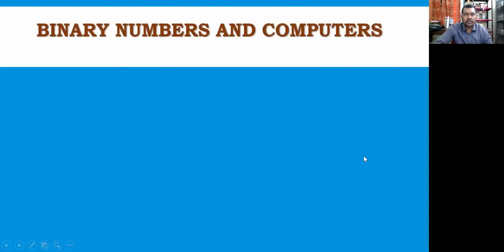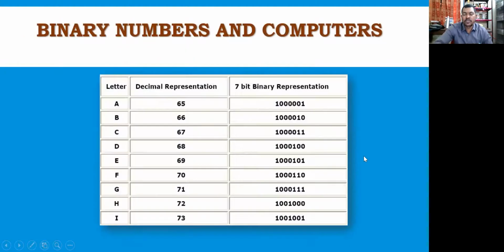Then, binary numbers and computers. Yes. So we have to correlate these binary numbers. We have to use these binary numbers in computers. Now, how are they going to be represented, or how are you going to use them?